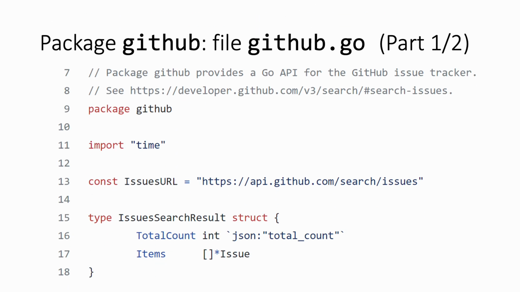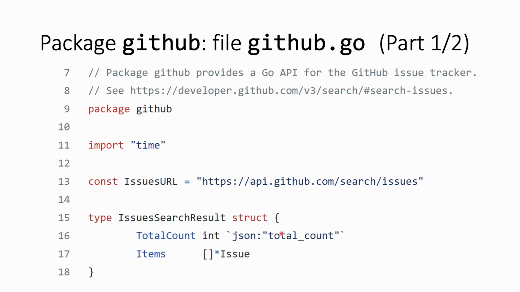Now we will go through the source code of github.go in the GitHub package. In the first part of github.go, it defines a constant named IssuesURL, to store the URL we have to use to perform a search for issues on GitHub. Here we only store the domain and the path of the URL, not the query string, which will change.